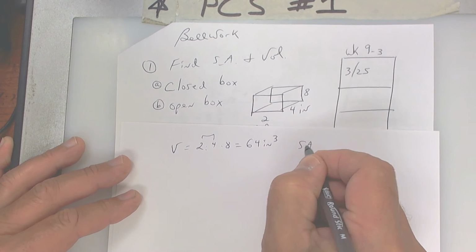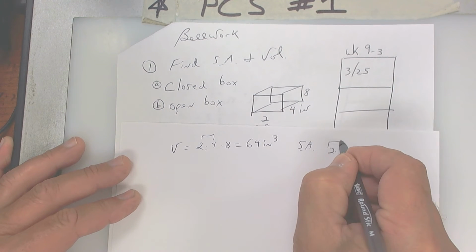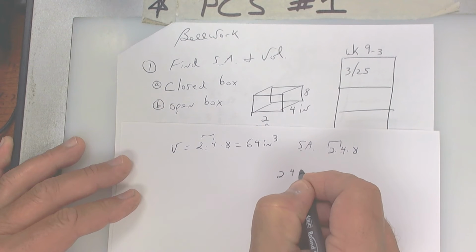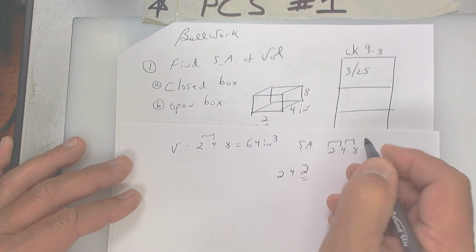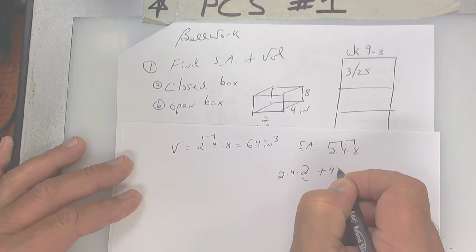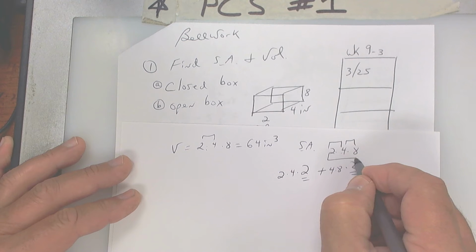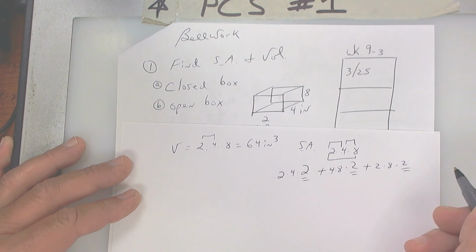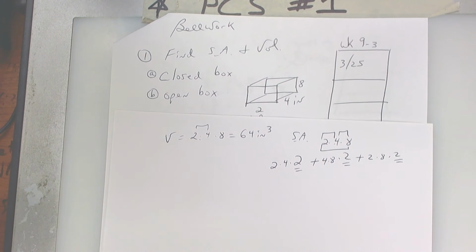Surface area, I'm going to take all three numbers and I'm going to use those 2 times 2. So 2 times 4 times 2, because you got the front and the back. 4 times 8 times 2. And then finally 2 times 8 times 2. And that's going to give you your whole surface area. So let's just do this one. It doesn't look too hard.